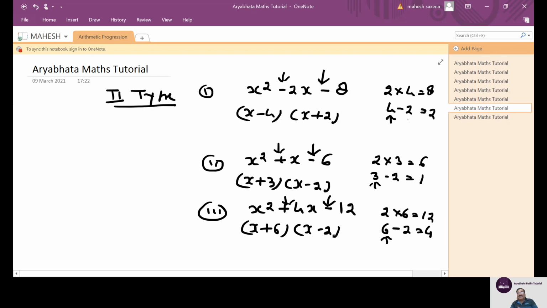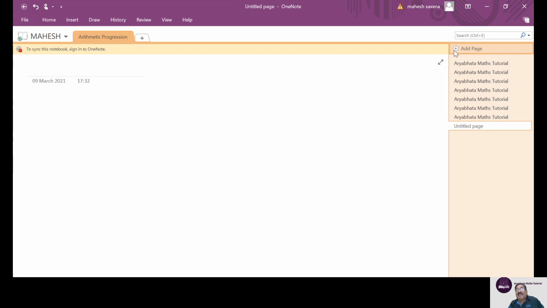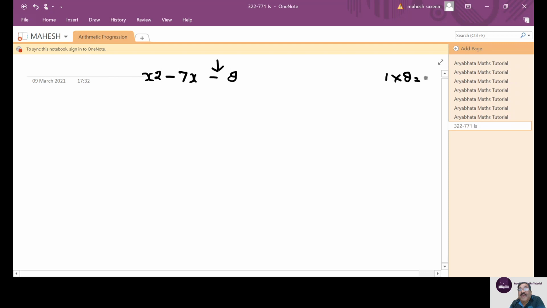Now we are taking the mixed example. Then it will be very convenient to understand. Suppose the first example is x square minus 7x minus 8. Here it is negative. Therefore, we will multiply such terms that their product is 8 and difference is 7. It is 1 into 8 is equal to 8, and 8 minus 1 is equal to 7. Therefore, the factors of this are x minus 8, x plus 1.